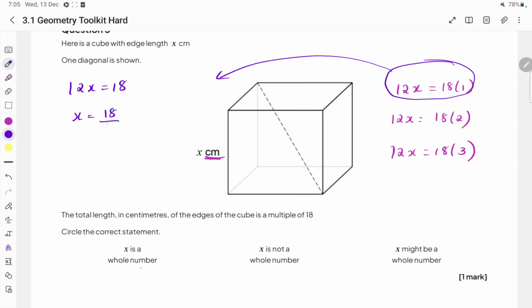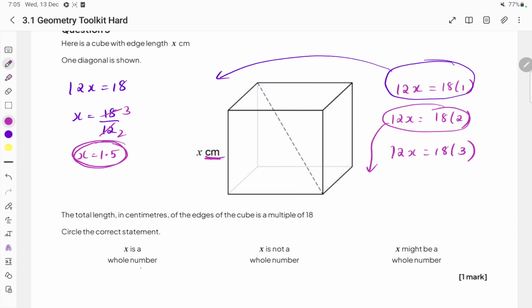X will be equal to 18 by 12. So 18 by 12 is what? 6 2s are 12, 6 3s are 18, so 3 by 2, that is 1.5. So x is 1.5 if it is a multiple of 18. After getting 1.5, you cannot circle this one, because they are asking to circle the correct statement.